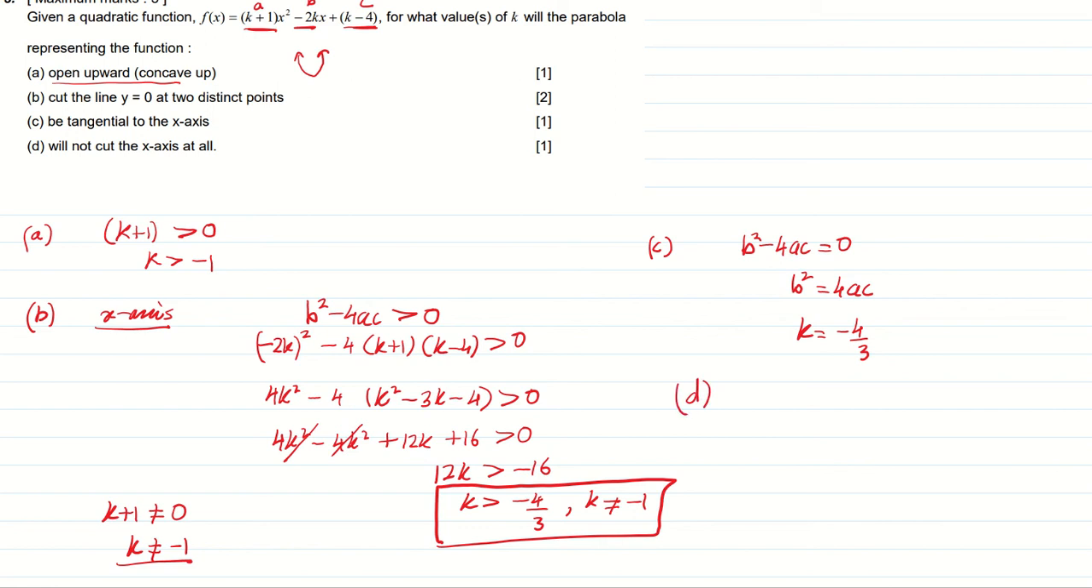Part B, will not cut the x-axis at all. Means your b square minus 4ac is less than 0, imaginary roots. So that means your k will be less than minus 4 by 3. Okay. So this was the test solution.